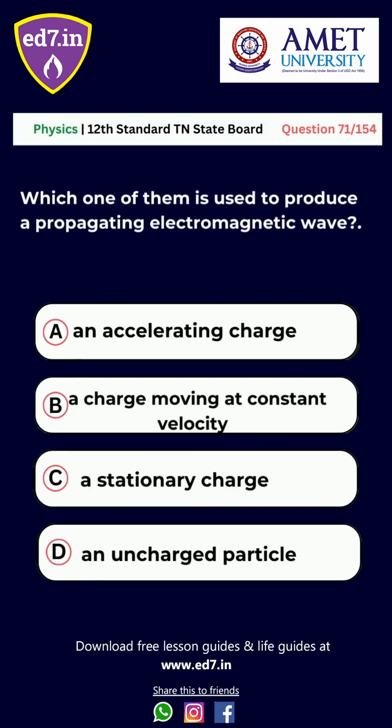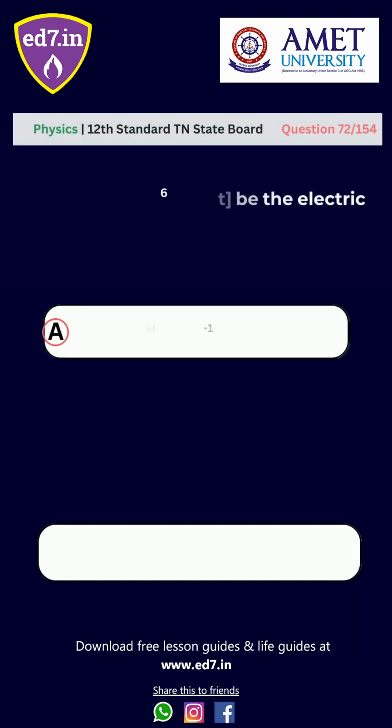Question number 71. Which one of them is used to produce a propagating electromagnetic wave? Option A, an accelerating charge; B, a charge moving at constant velocity; C, a stationary charge; D, an uncharged particle. The right answer is option A, an accelerating charge.